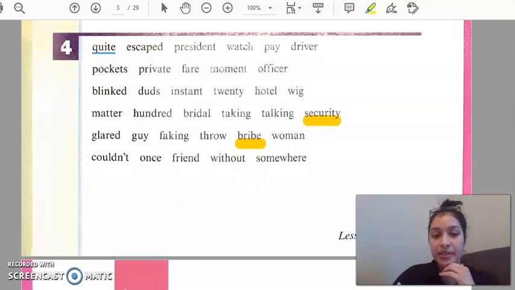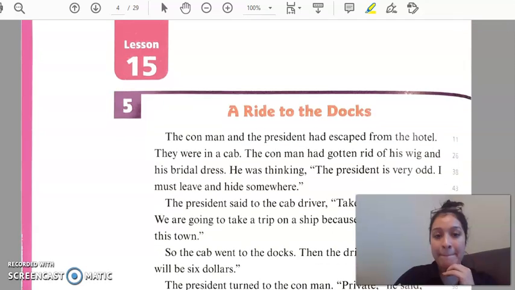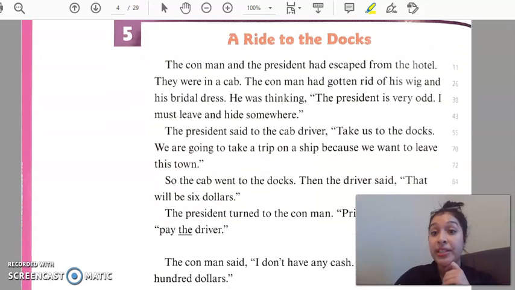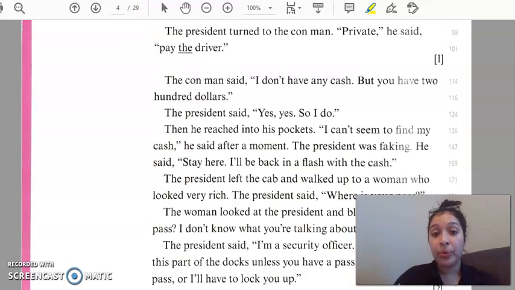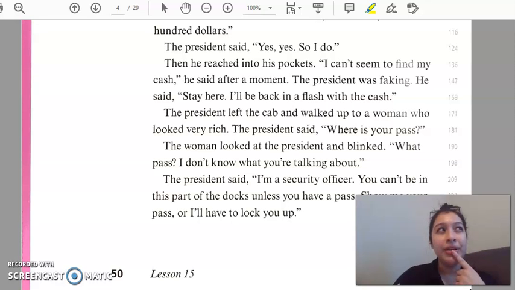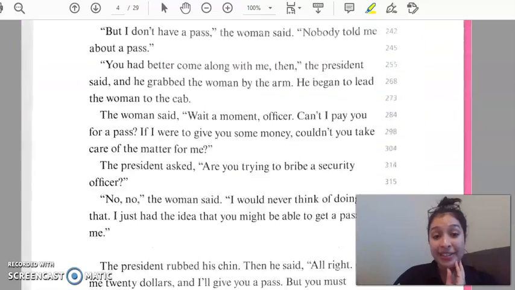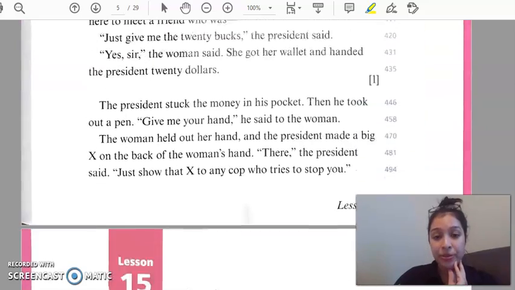Awesome. Let's look at our story today. It is a ride to the docks. So go ahead and read our story. I want you guys to be very careful. If you make a mistake, say the word, read the sentence again. You guys are going to try to read it with, let's try to do only 4 errors. Only 4 errors. I think you guys can do it. You're going to read our story.